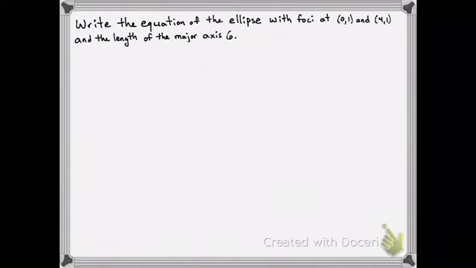All right, so again, like magic, write the equation of the ellipse with foci at (0, 1) and (4, 1), and the length of the major axis is 6. So we have our foci. Our foci don't work in our equation at all.